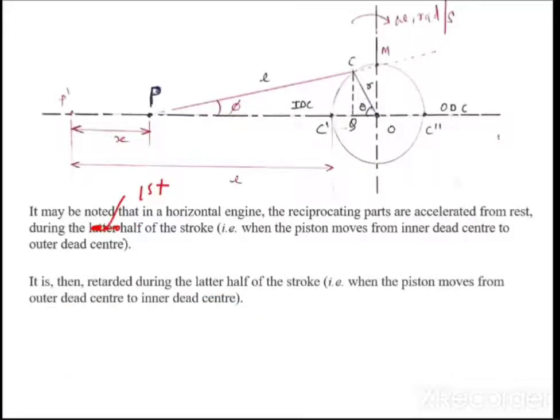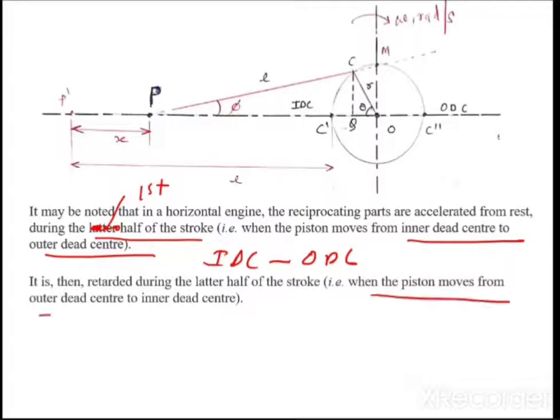During the first half of the stroke, the piston moves from IDC to ODC, that is, from the inner dead center to the outer dead center. Then it is retarded during the latter half of the stroke, means when the piston moves from ODC to IDC, it comes back like this.